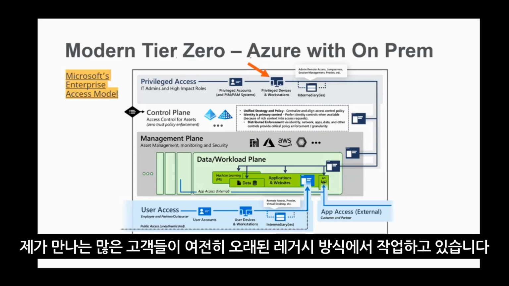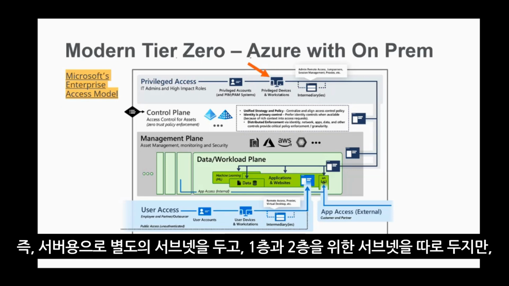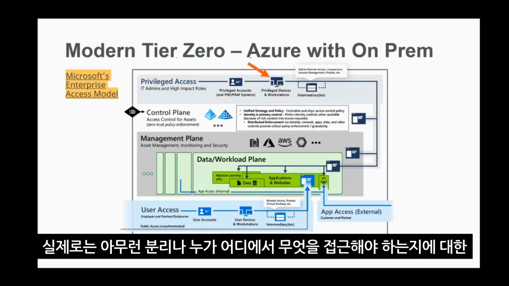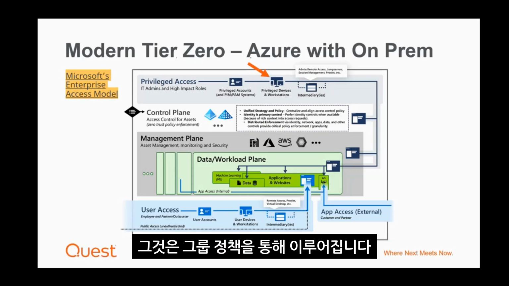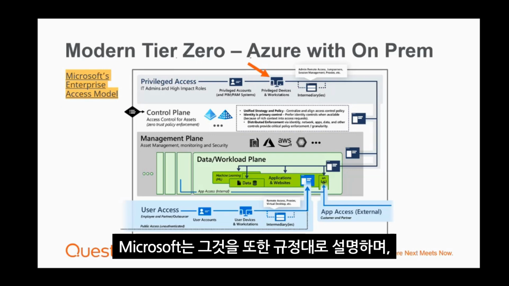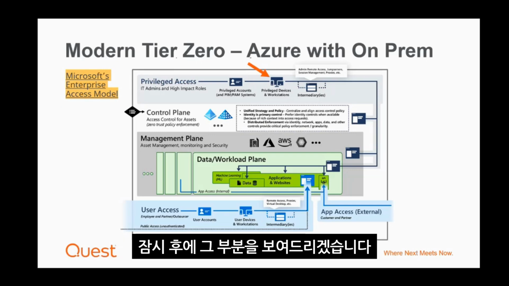Now, how many of the customers that I speak to are still working on the old legacy one, where it's just a separate subnet for my servers. I've got another subnet for floor 1 and floor 2, but really no separation, no real check on who should be accessing what from where. The way that's accomplished is through group policy. And Microsoft lays that out as it is prescribed, and I'll show you that in a second.